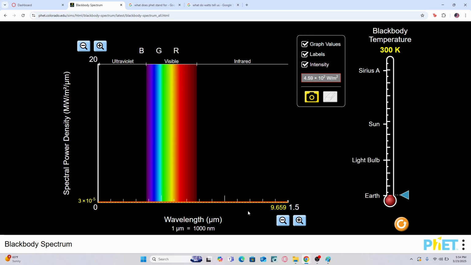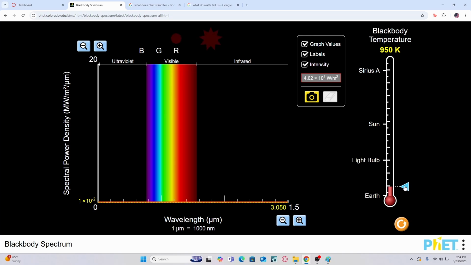You're not going to be able to see that. I don't think any living thing is going to be able to see that wavelength of light. But it is still emitting a very small amount of light. And if you look at the intensity, there is a small amount of radiation coming off of Earth at 27 degrees Celsius or 300 Kelvin. So that's pretty cool, right?